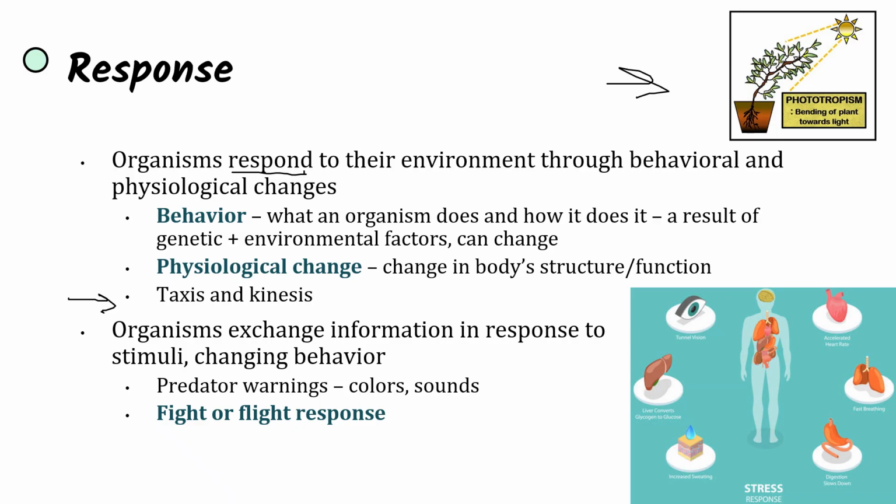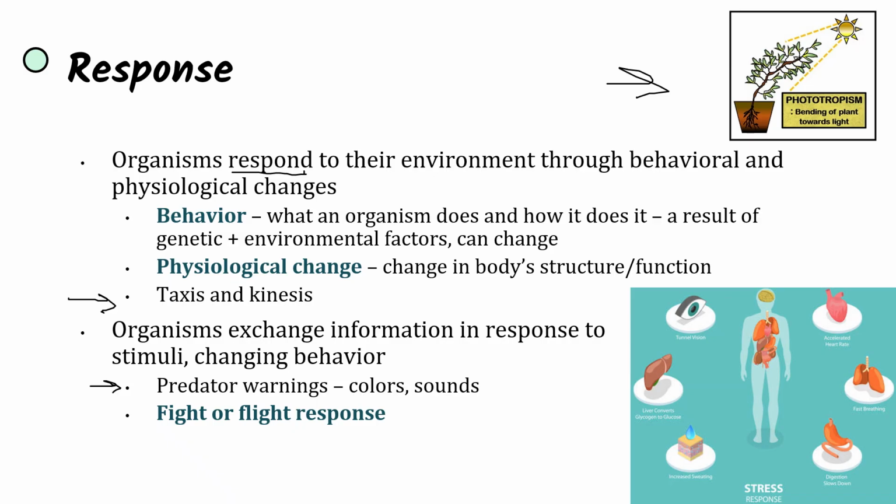And organisms also exchange information in response to stimuli, changing behavior. For instance, we have predator warnings. Organisms are able to exchange information based on certain colorations. For instance, poison dart frogs have bright colorations that suggest to other organisms, hey, I'm dangerous, I'm poisonous. And so this is like a predator warning that's a color. Or sounds saying, oh guys, there's a predator in the area. Organisms are able to exchange this kind of information, and as a result, their behavior will change. They're not going to go after the poison dart frog anymore.